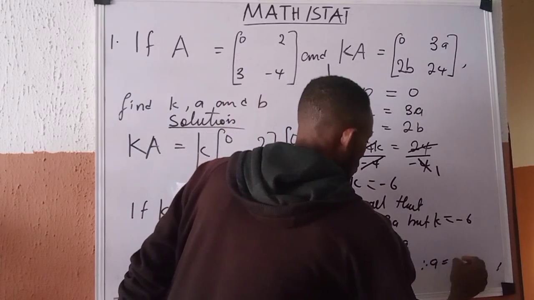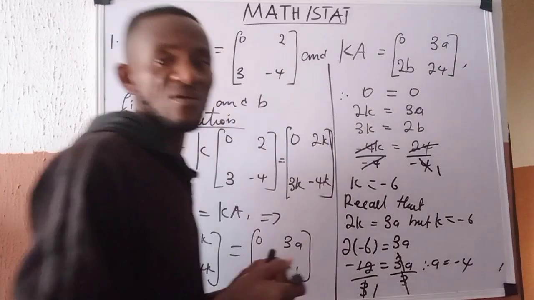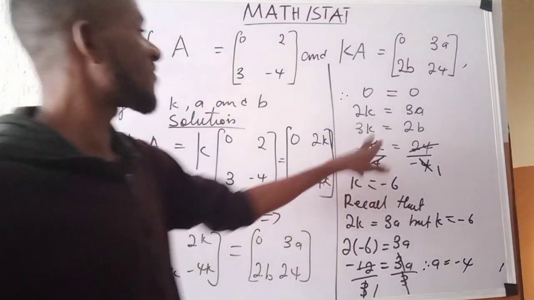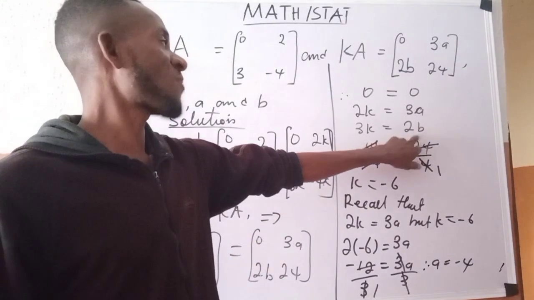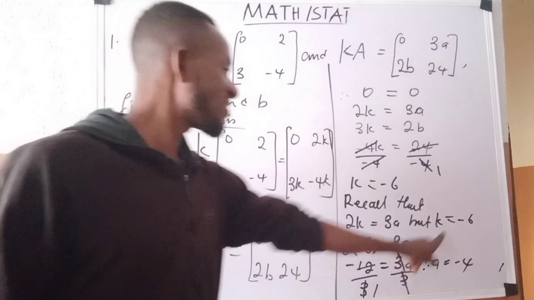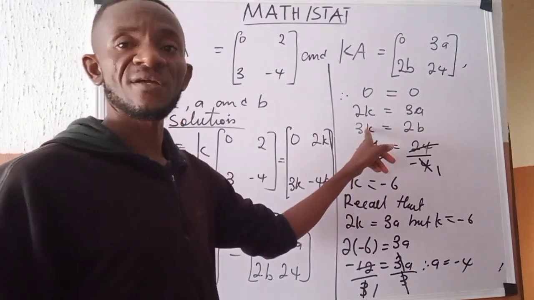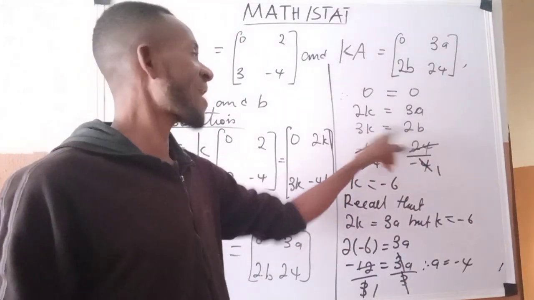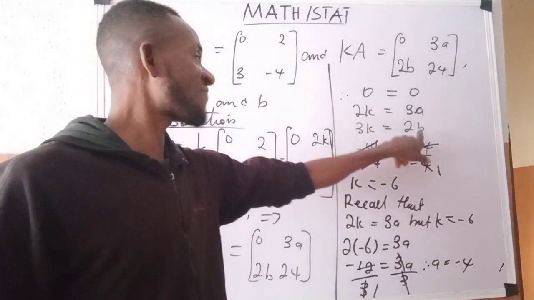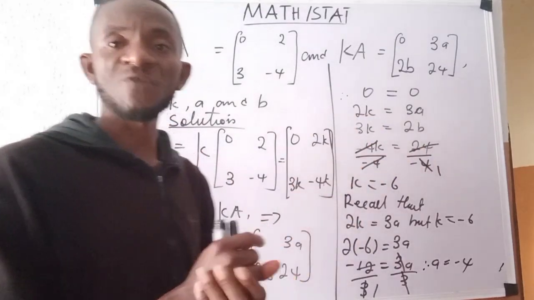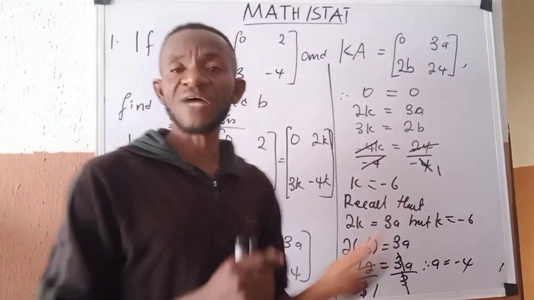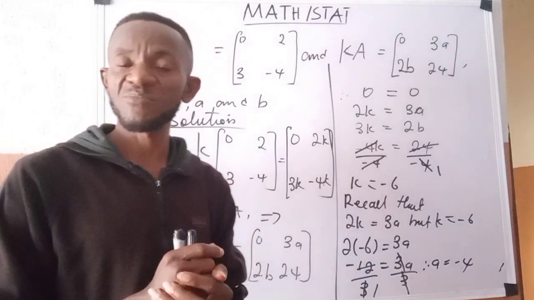Therefore, a is equal to minus 4. The same thing applies now for the value of this b. If you want to get the value of this b, carry this minus 6 now and substitute here. And the moment you multiply out, and divide with 2, it becomes the value of b. So that is how to go about this kind of problem.